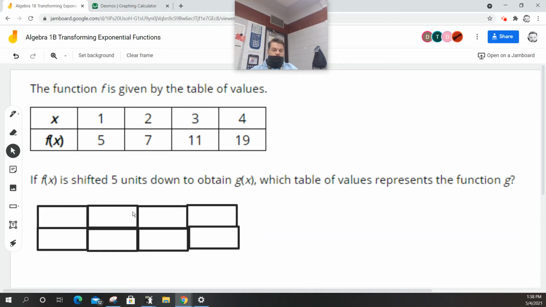All right, so to fill out this table, the x values do not change. So this will be 1, 2, 3. We got to do 4 and 5, or just 4. So let me do this real quick.